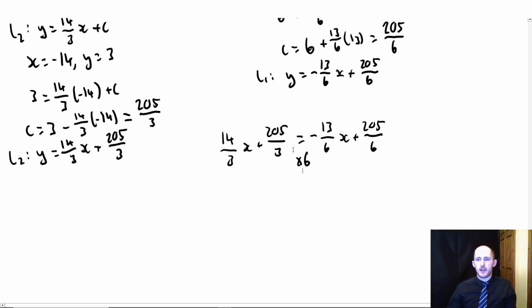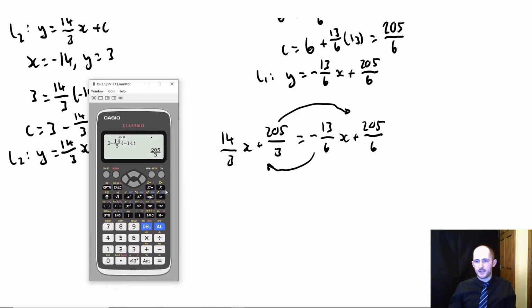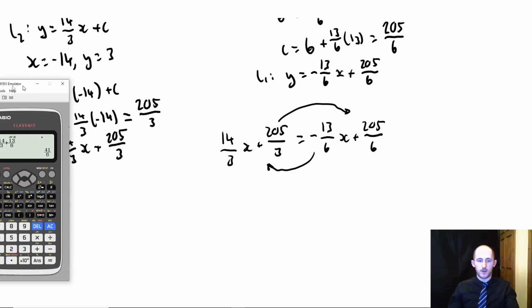You know what? How about let's challenge ourselves a bit. Let's leave it as fractions. So what I want to do is move this to this side and this to this side. Okay, so again, I'm just going to pull out a calculator. That's not the right button. We have on the left hand side 14 over 3x, but I'm not going to put the x for obvious reasons. And this will be plus because we changed the sign. 13 over 6 equals 41 over 6.